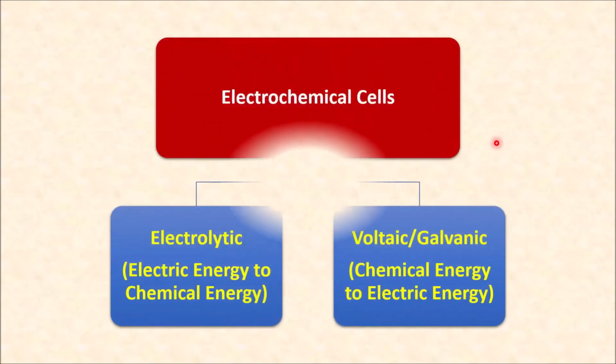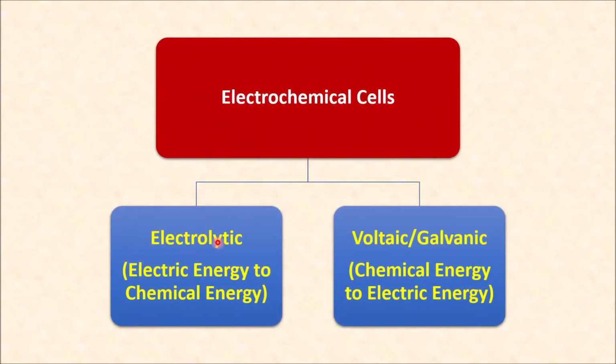Now let us once more summarize. Electrochemical cells are of two types, the electrolytic cell and the voltaic or galvanic cell. In an electrolytic cell, electrical energy is converted to chemical energy, or in other words, electrical energy is utilized to carry out a non-spontaneous chemical reaction. In a voltaic or galvanic cell, a spontaneous chemical reaction, a reaction that can occur on its own, is used to generate electric energy. These are the two different types of electrochemical cells.